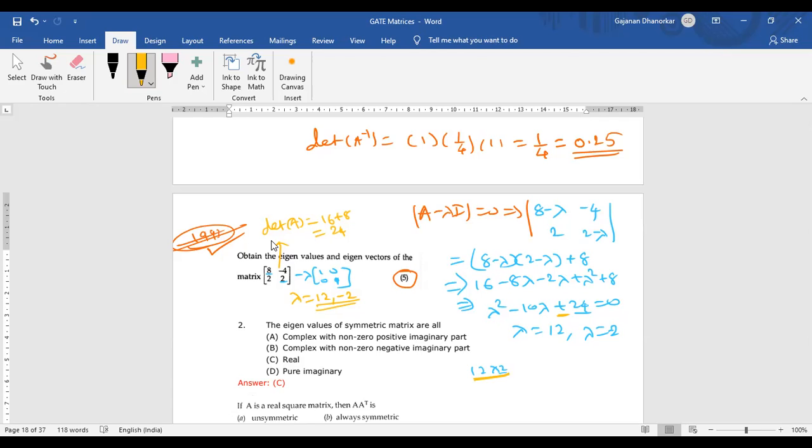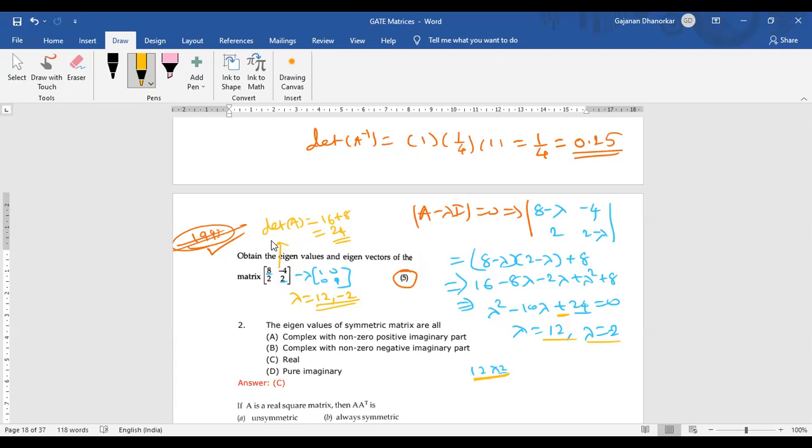This is 8 minus 2, 16 minus 8 minus 2 plus lambda square minus 10 plus 24. These are not the roots. Determinant is minus 24. Determinant should be minus 20.